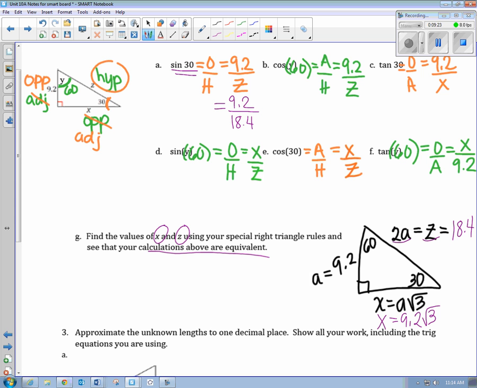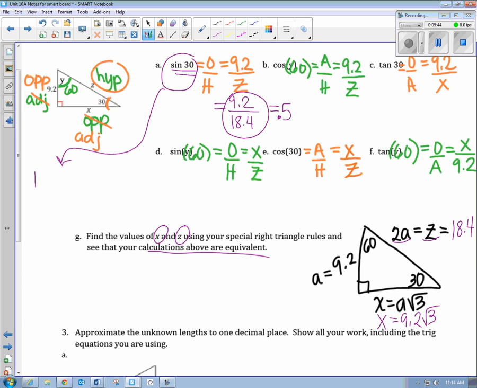So our calculator is supposed to go in and tell us that this value equals this value. So we already know that the 9.2 over 18.4 is going to give us 1/2 or 0.5. We need to type into our calculator what the sine of 30 is.